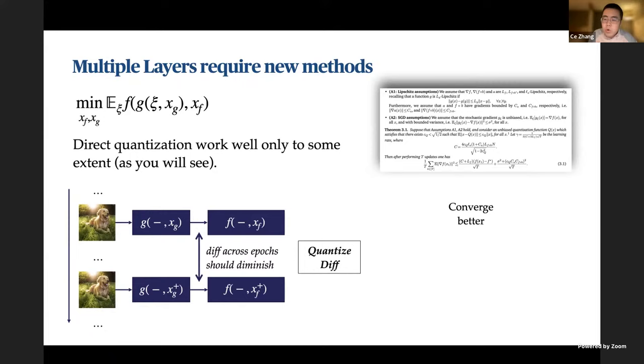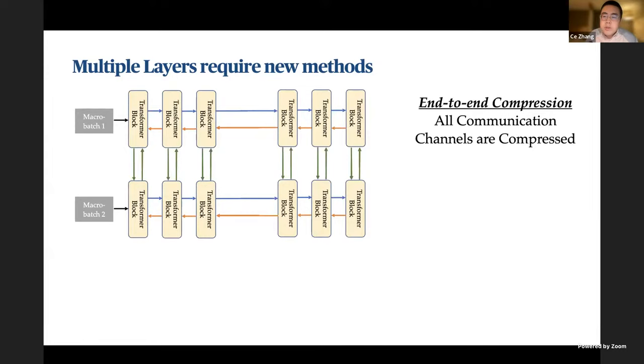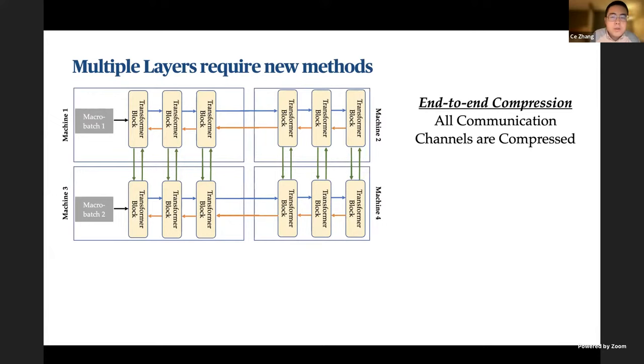Essentially, the more you train, the better you converge, and you start to stabilize. And once you stabilize, the change of the model across epochs will be smaller, and then the change of activation will also be smaller. And then your quantization error will decrease even with the same number of bits, because the vector you are trying to compress now has a smaller norm. As long as your compression ratio is high enough to close this loop, you are fine. You are going to have an unbiased behavior in the end. And all these things combined give you this end-to-end compression that you can do. Looking back at our example, where we cut the model into different pieces, you can actually use the delta compression to compress the forward activation.